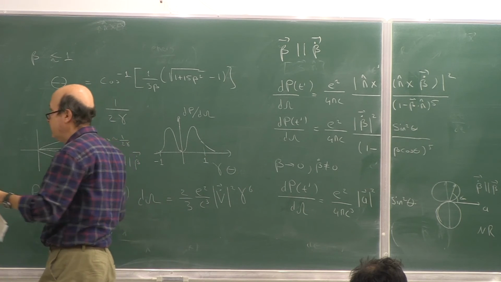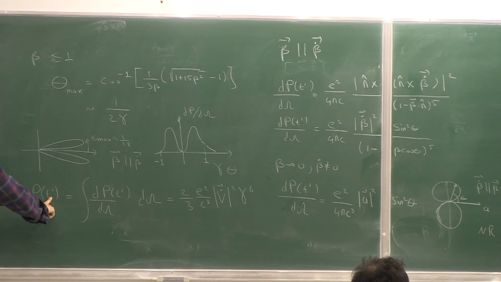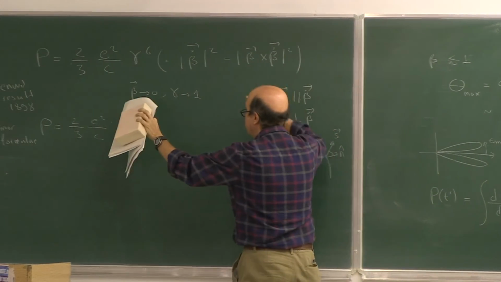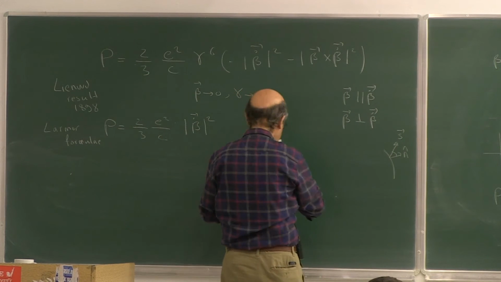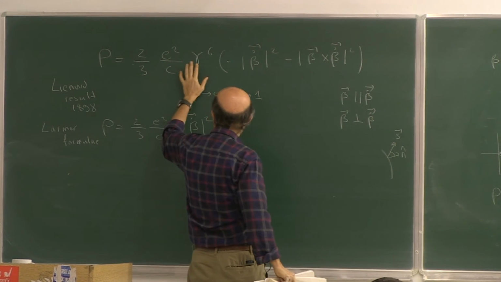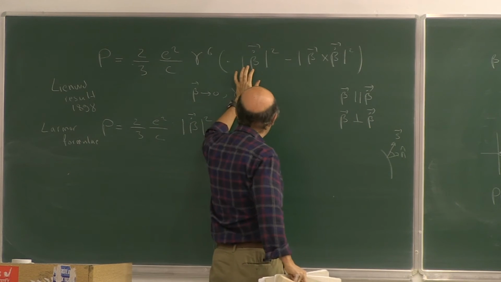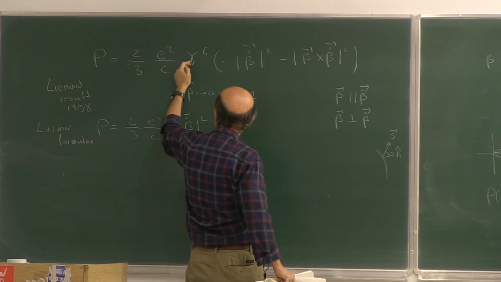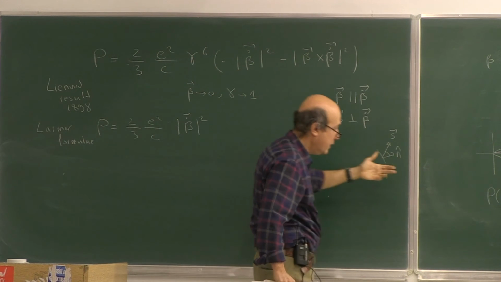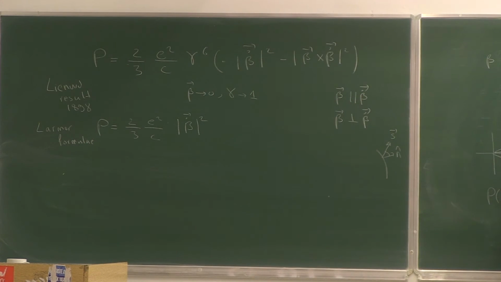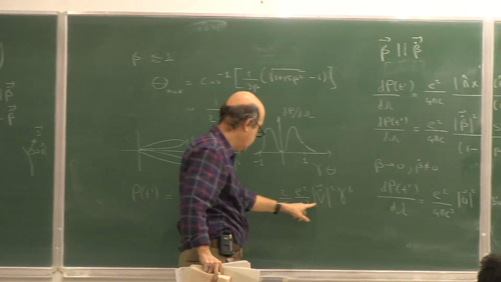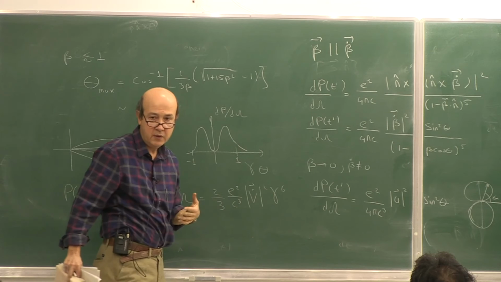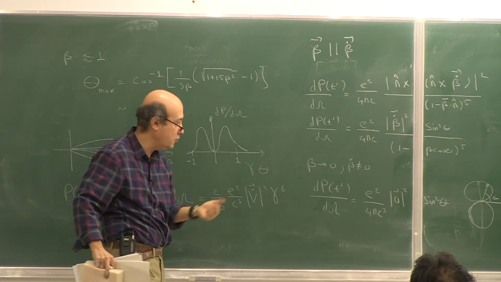Actually, if you compare with the linear result, they are identical, because in that case beta cross beta dot is 0. This is the total power emitted for a linearly accelerated charge, 2 over 3 e square over c gamma to the 6 beta dot square, and this is the same. So basically this works well with the linear results if you integrate over all solid angles.